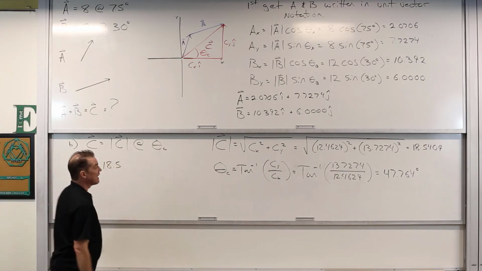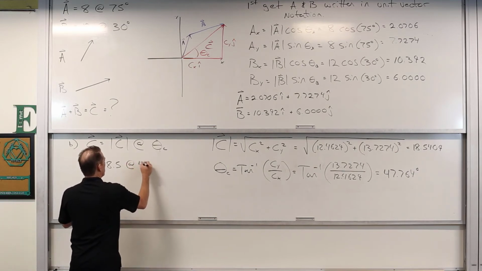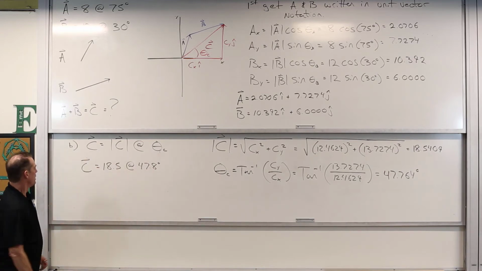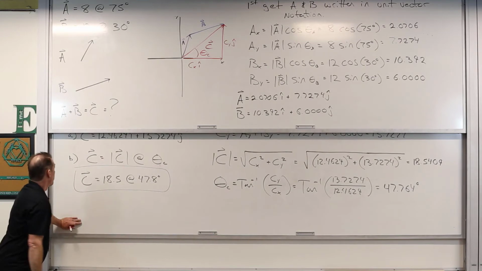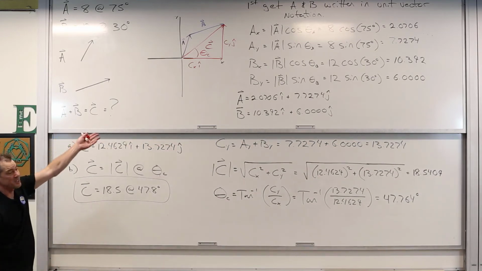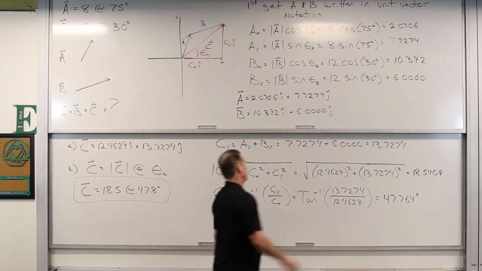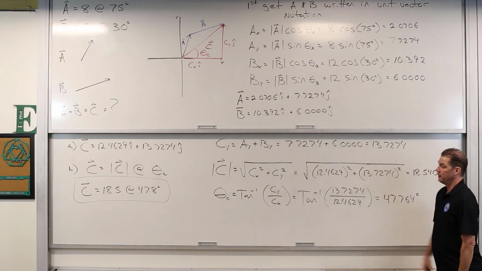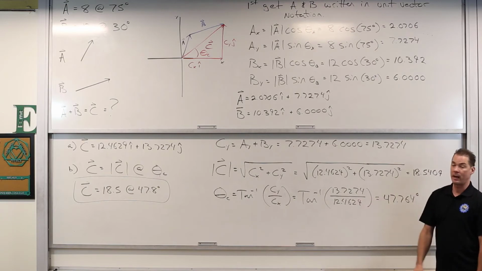Assuming 3 significant figures there. And there we go. So ultimately, first step, get everything in unit vector notation when you're adding vectors together. Figure out what the sum of the x components and the sum of the y components are. Square root of the sum of the squares, arctangent of the sum of the y over the sum of the x. Gives us magnitude and direction.